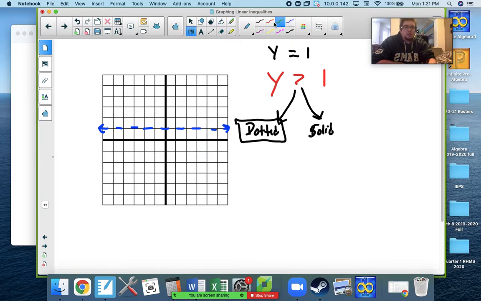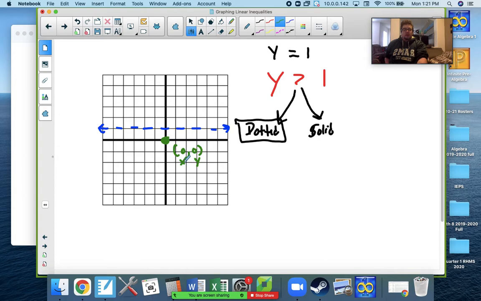What we're going to do now is we're going to try to find where all of the potential answers are. So y has to be greater than 1. We're going to pick a point. Easiest point to pick would be 0, 0, our origin, as long as that point isn't already on the line. If it's already on the line, you have to pick something else. It's not on the line, so we're going to choose it.